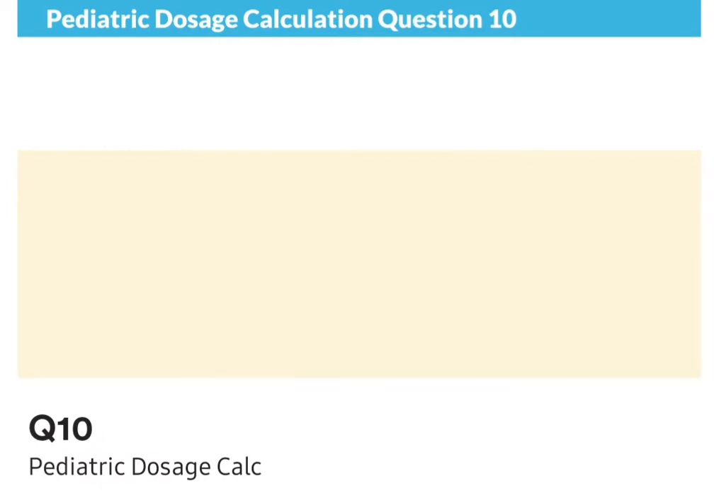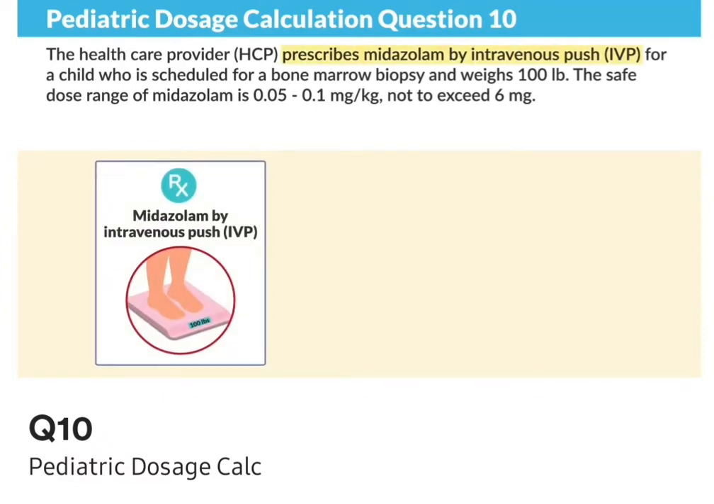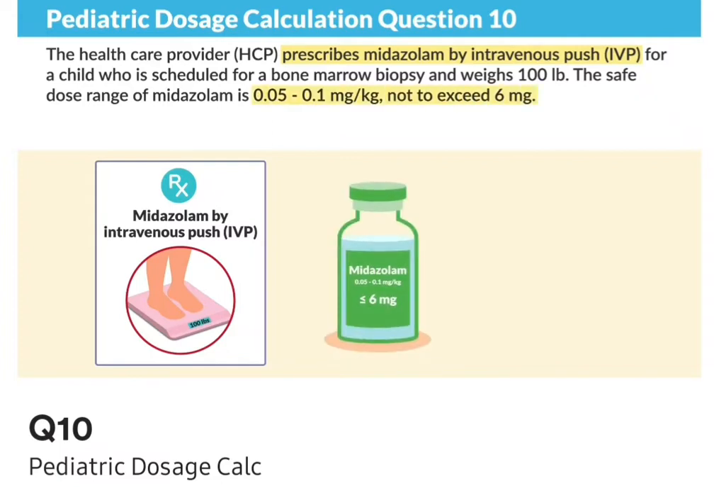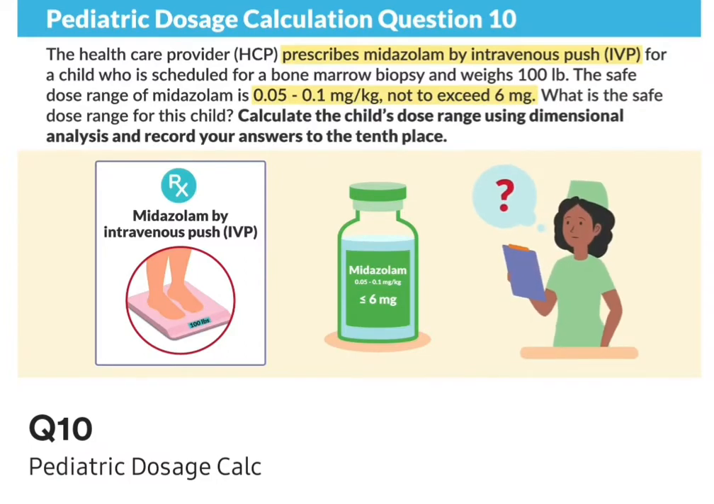Now moving on to question 10, the provider prescribes midazolam, which is to be given IV push for a child who's scheduled for bone marrow biopsy and weighs 100 pounds. So as you guys know, this is a benzodiazepine to help alleviate anxiety. Now the safe dose range of this drug, midazolam, is 0.05 to 0.1 milligrams per kilogram, not to exceed 6 milligrams. So what is the safe dose range for this child?